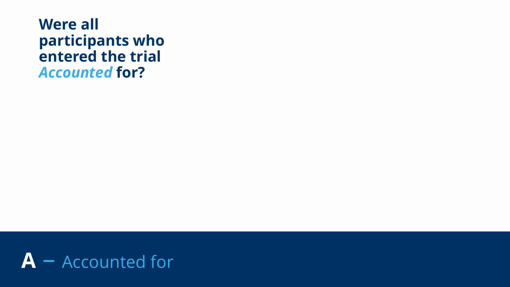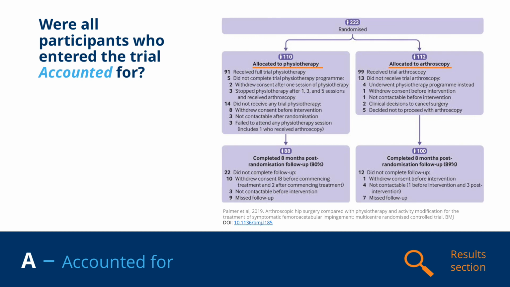For the A in Rambo, we need to consider three things. Firstly, were participants in the trial accounted for? This information can usually be found in the results section of the paper. What we want to understand here is the flow of participants through the trial. We want to know how many participants randomised did not actually receive or start the intervention, how many stopped taking the intervention, and how many did not attend follow-up where study outcomes were measured.